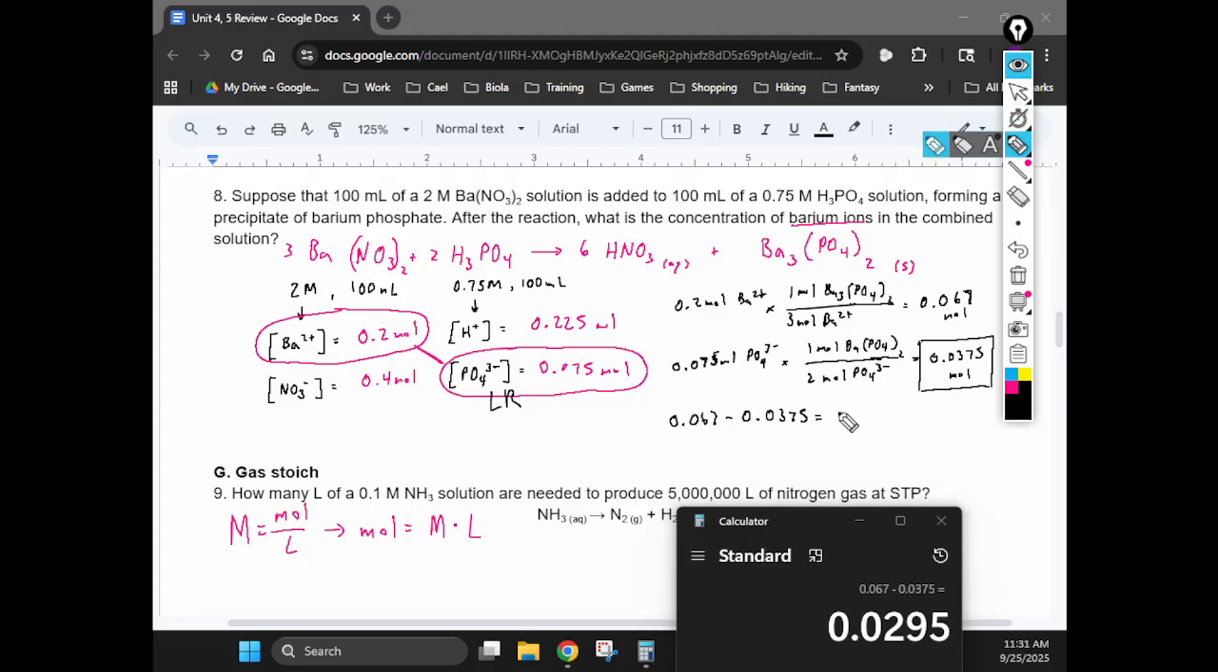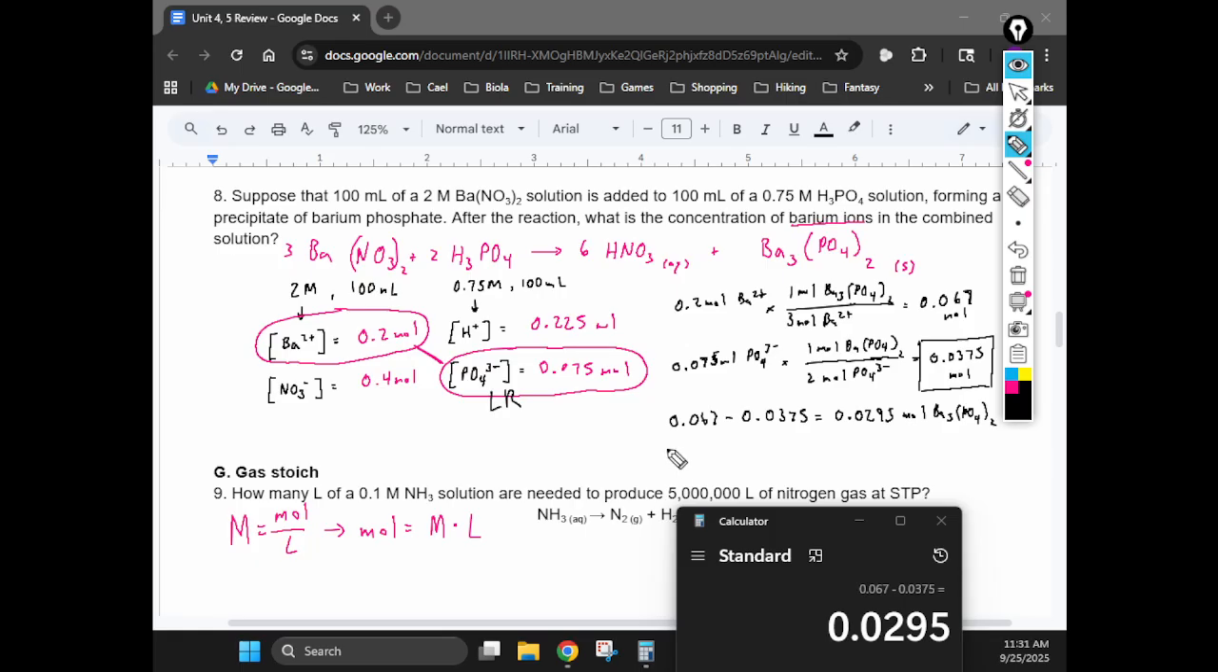Okay, that means that the amount we did not make was 0.0295 moles of barium phosphate. So this is what we did not make, even though we had enough barium. And this is going to help us calculate how much barium is left over.